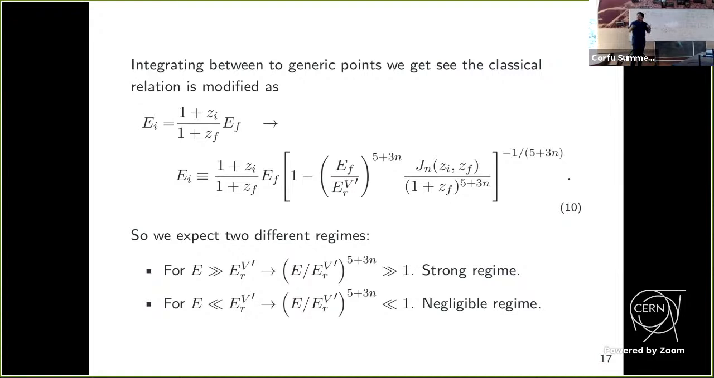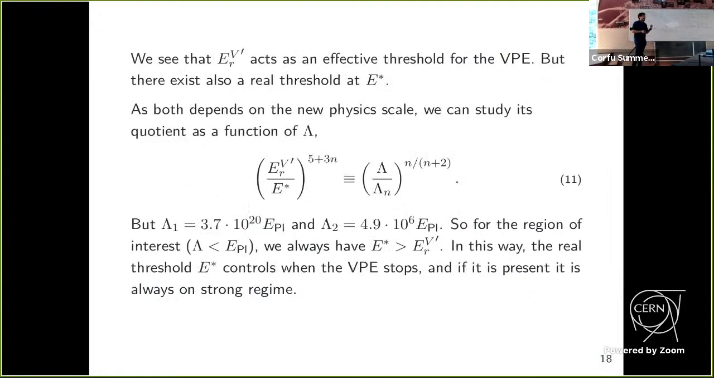If the energy is greater than this scale of energy, we are in the strong regime, and the change in the energy is very, very large. And also the effect is very, very fast for the same reason. And if the energy is below this scale of energy, we are in the negligible regime, in which this term is almost zero, and we recover the classical equation. So we see that this scale of energy acts like an effective threshold of the disintegration. But we should remember that we also have the real threshold. So which of these is the dominant threshold we are going to measure? Well, it is the biggest one, but which one is the biggest one? This will depend on the scale of new physics.